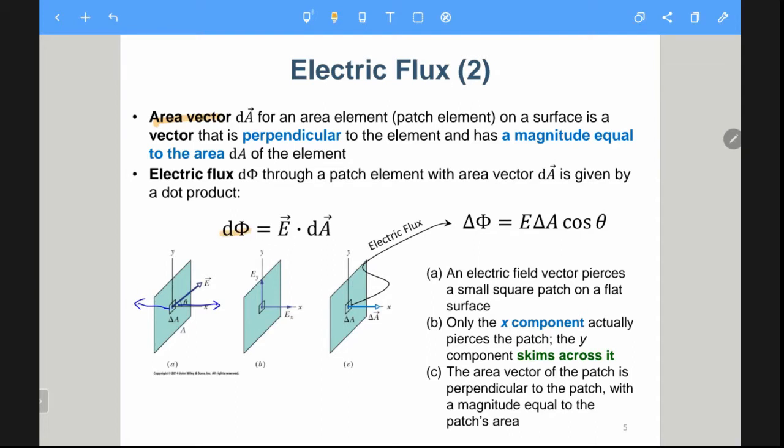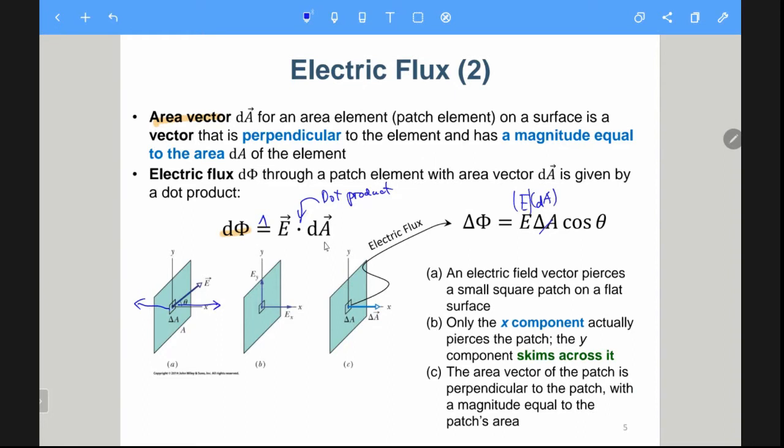So d phi, the electric flux, is defined by E dot dA. E is the electric field, and dA is the area vector, and then we use the dot product. Dot product means we have the magnitude of E here, and we have the magnitude of dA, which is the area. Maybe we can just write this one as dA. E times dA.